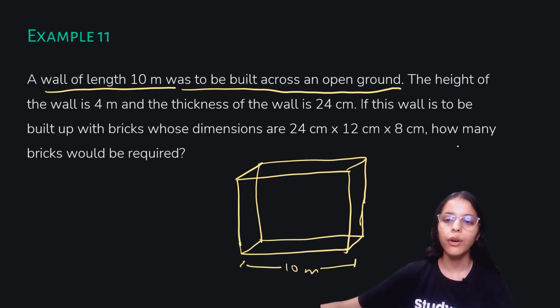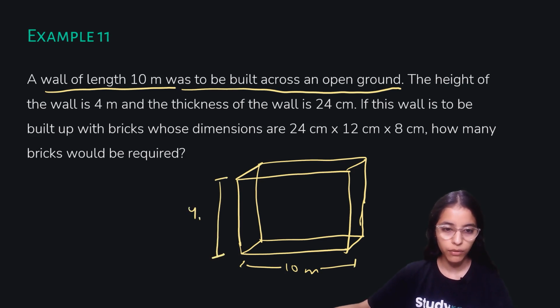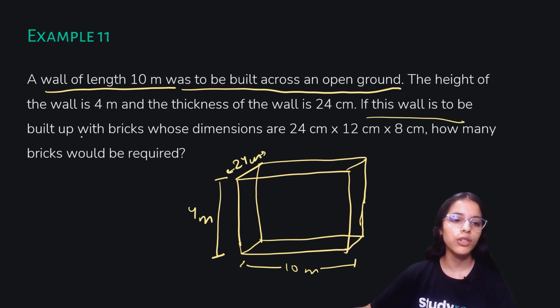meter. And now the height of the wall is 4 meter. This is to be 4 meter, and the thickness of the wall is 24 centimeter. So this area would be 24 centimeter. Now if this wall is to be built up by bricks whose dimensions are given as 24, 12 and 8, then how many bricks would be required?